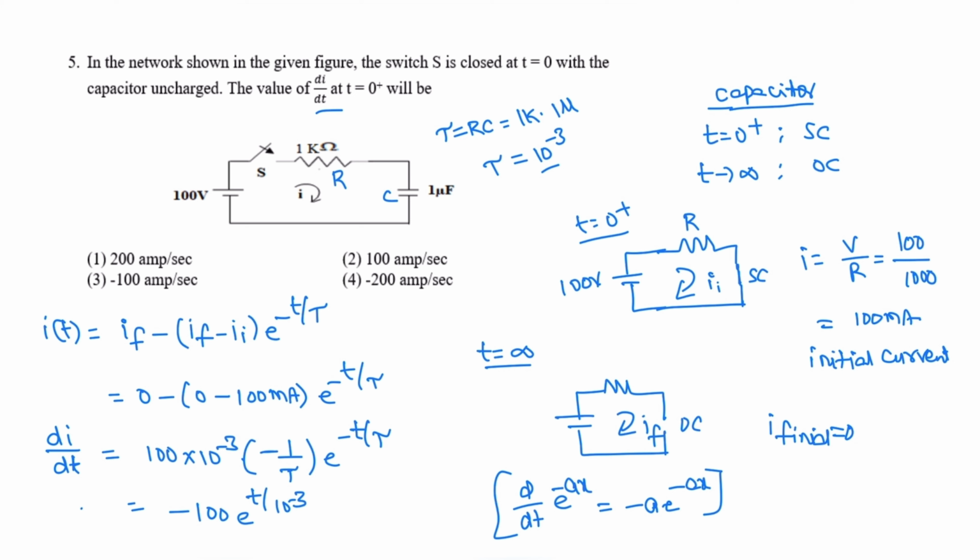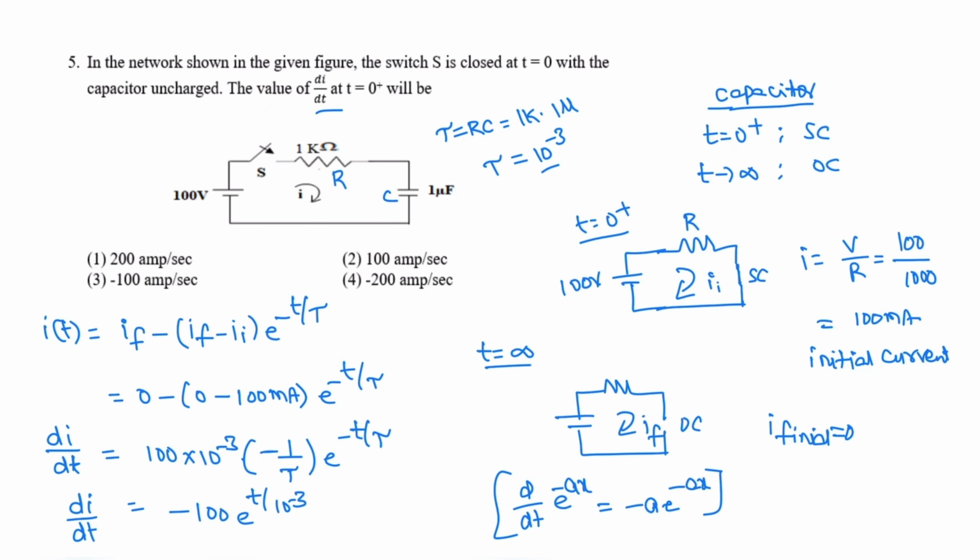They have given di by dt at t equals 0 plus. So replace t with 0. That is minus 100 e power 0 by 1 milli. E power 0 is 1. So its value is minus 100 ampere per second. di by dt is current per second, minus 100 ampere per second. So the correct option is 3. Next question.